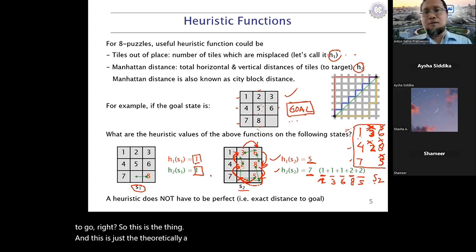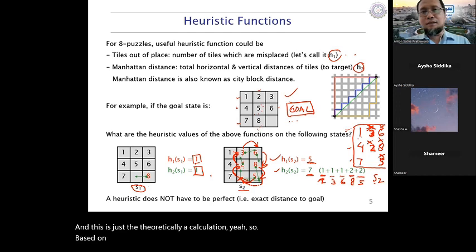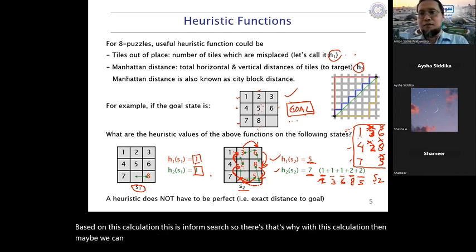Based on this calculation, this is informed search. So with this calculation, maybe we can get the precise or accurate solution.